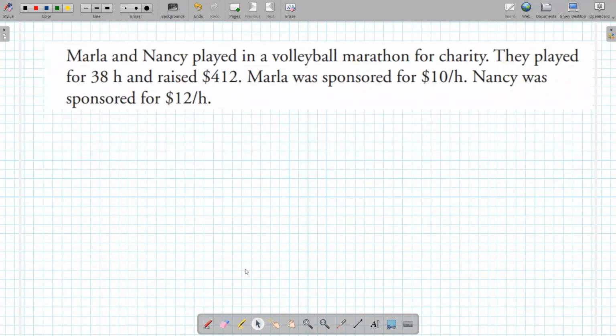This one. What's the equation? There's going to be 2 equations here. One for Marla, one for Nancy. What's the first equation? Where x and y, x plus y equals 38. Yeah, super simple, right? x plus y equals 38. The other one is going to be 10x plus 12y equals 412, right?